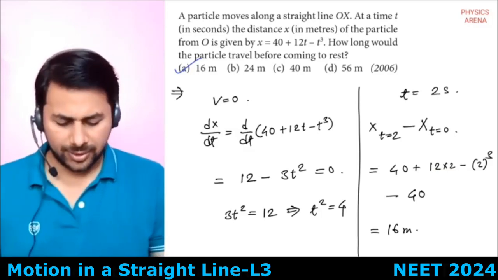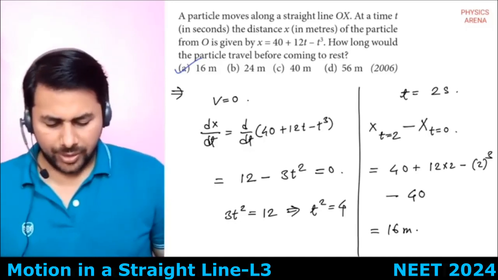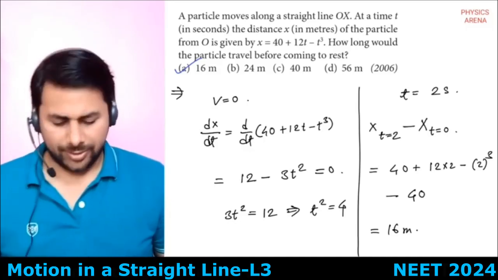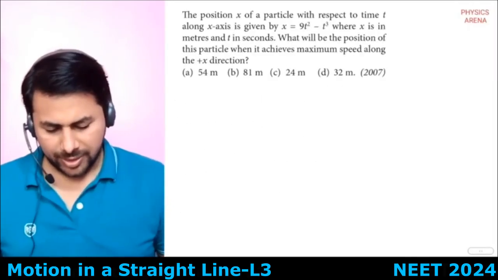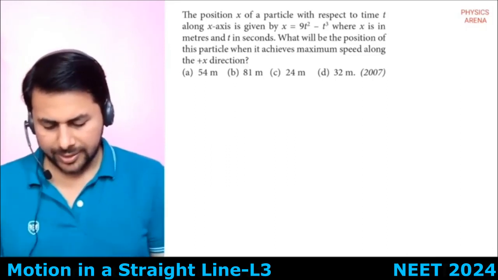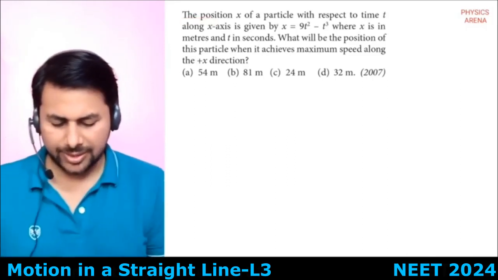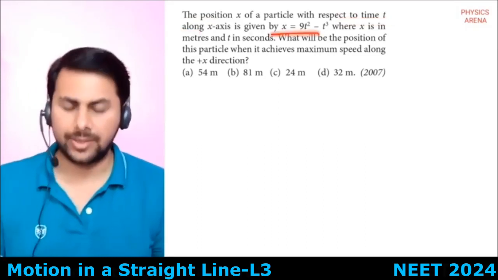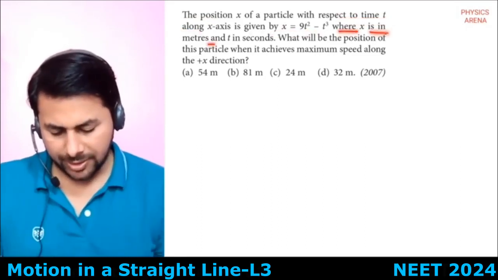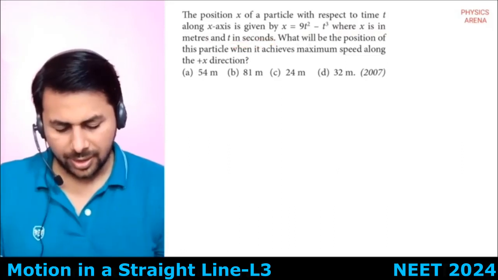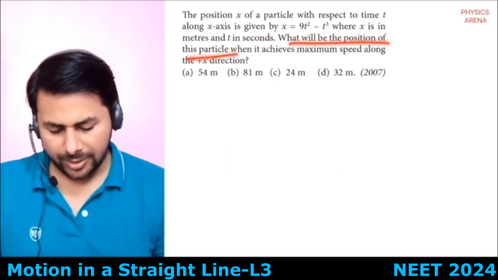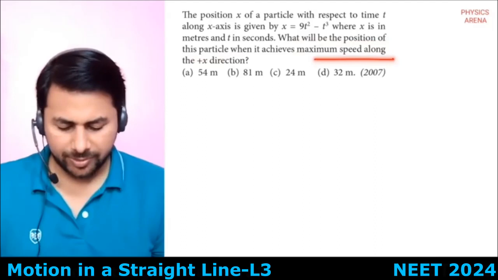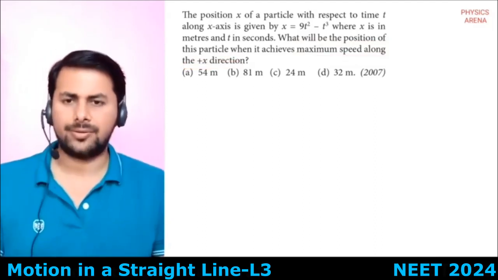Yes, sir. Okay, so then you can solve almost any question if this one is clear. So let us see the next one. The position x of a particle with respect to time t along the x-axis is given by this expression, where x is in meters and t is in seconds. What will be the position of this particle when it achieves maximum speed along the x direction?